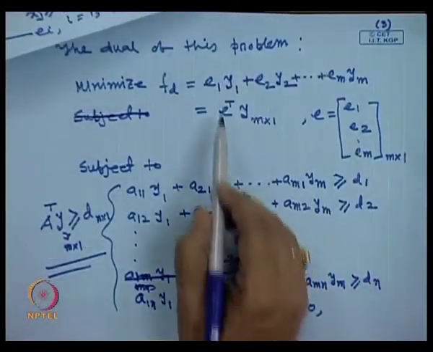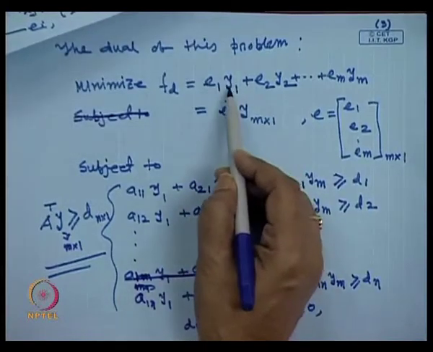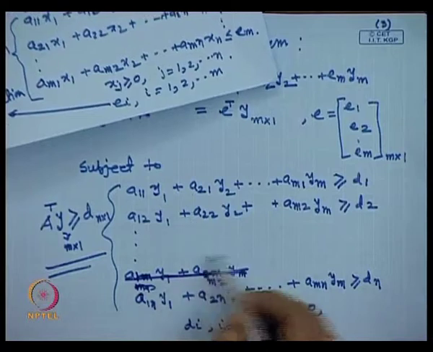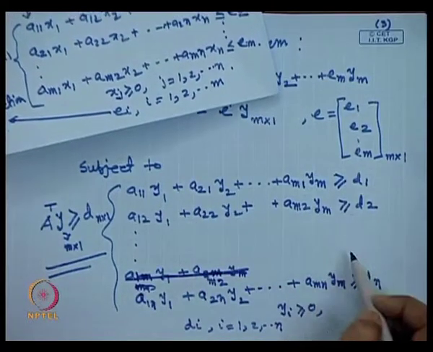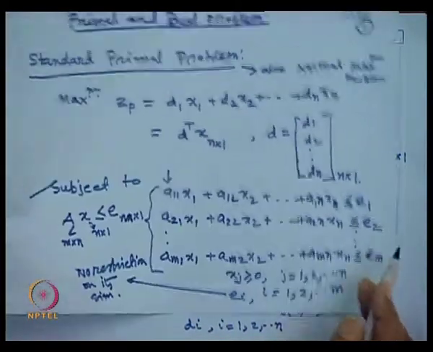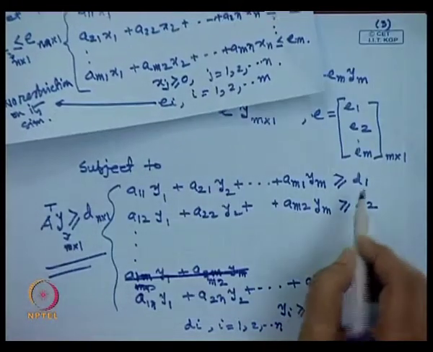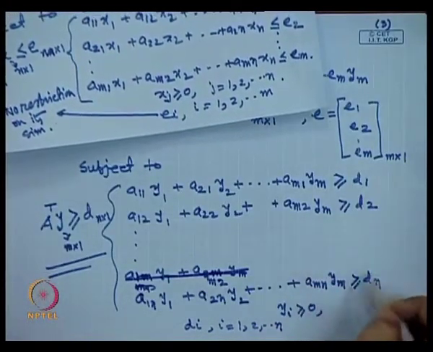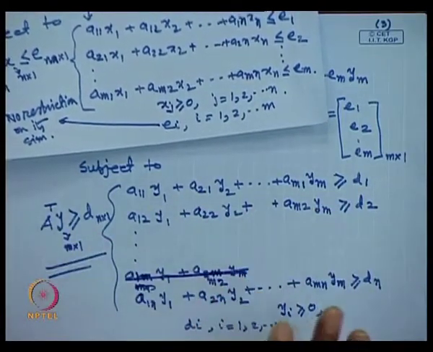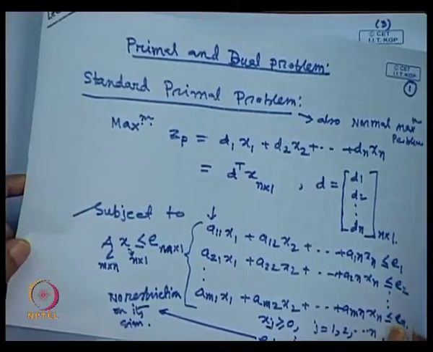M constants, and dual variables are, let us say, y1, y2, and so on. So the number of dual variables is the same as the number of constants in the primal problem. This is the first observation. Second observation: the number of constants in the dual problem is the same as the number of variables in the objective function, the primal variables. This is the second observation we got.